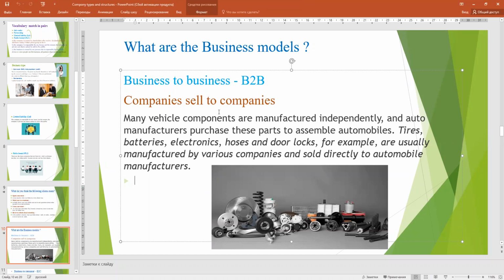So, business to business. Companies sell to companies. Many vehicle components are manufactured independently, and auto manufacturers purchase their parts to assemble automobiles. Tires, batteries, electronics, hoses, and the door locks, for example, are usually manufactured by various companies and sold directly to automobile manufacturers.